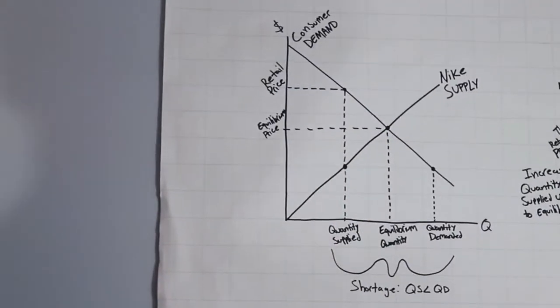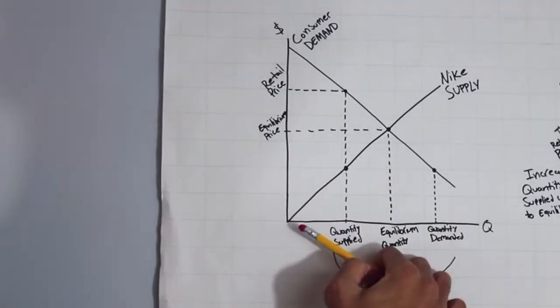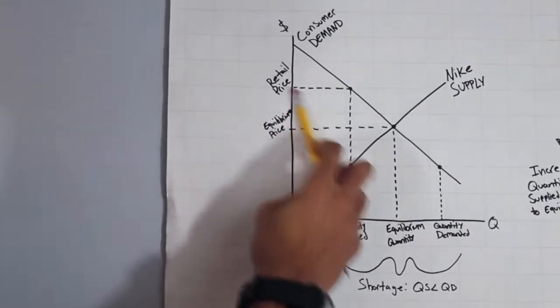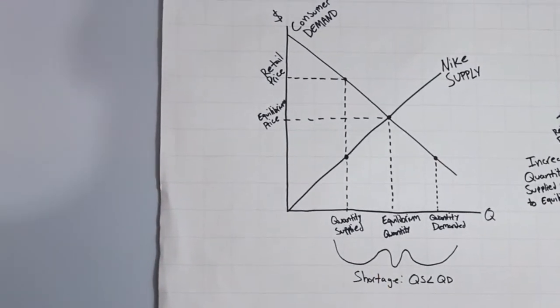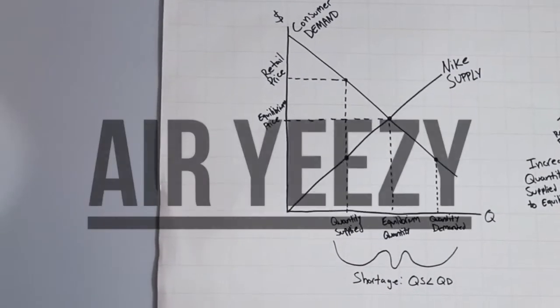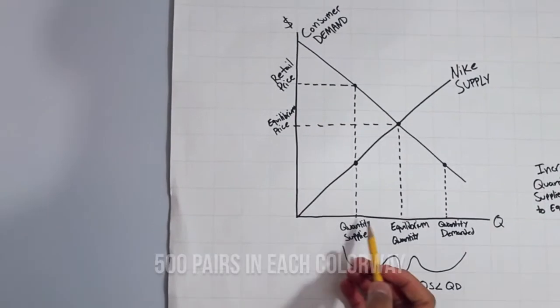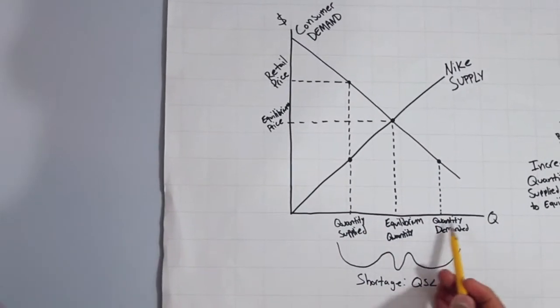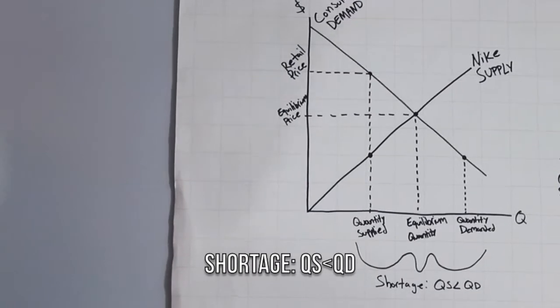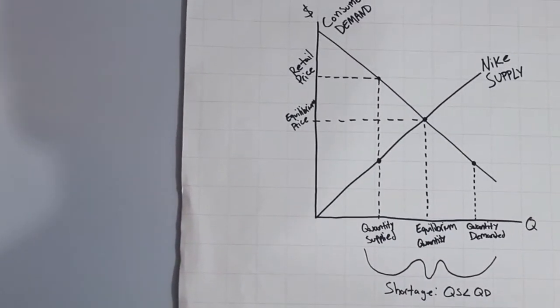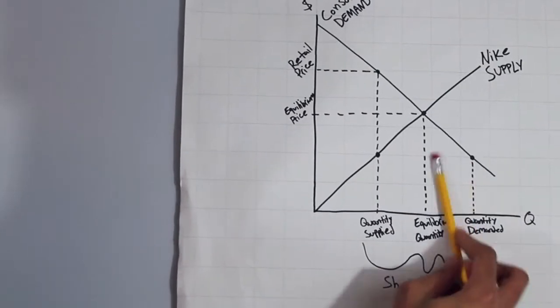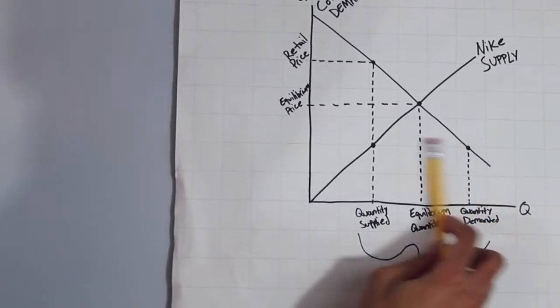So here we have a simple supply-demand graph. You can see the Nike supply increasing here and the consumer demand decreasing here. I just want to point out this graph because we have a shortage here. In the case of the Air Yeezys, which had 500 pairs released in each colorway, you have the quantity supplied here and the quantity demanded here. Now there's a shortage in the Air Yeezy because there's only an allocated 500 pairs of shoes. However, the demand and the hype around the shoe is much greater, which is why you see the theoretical quantity demanded right here instead of over here.